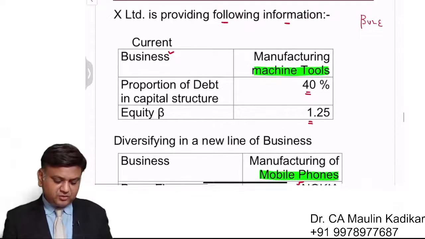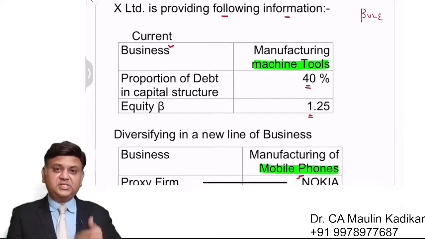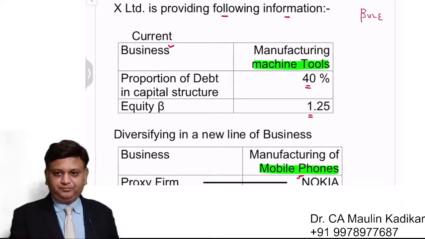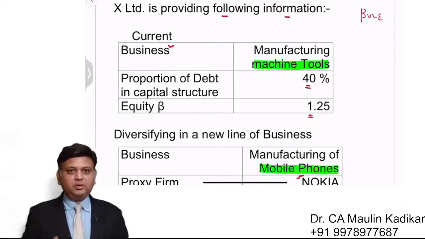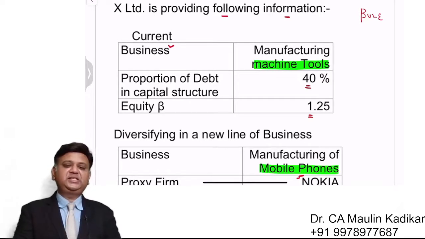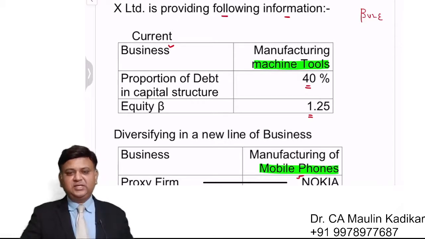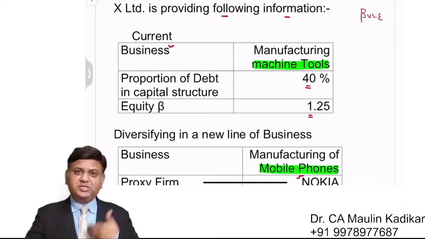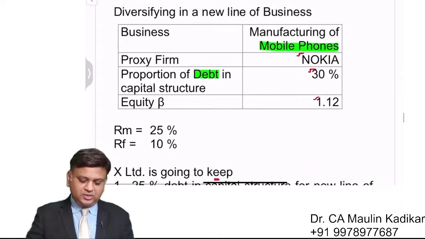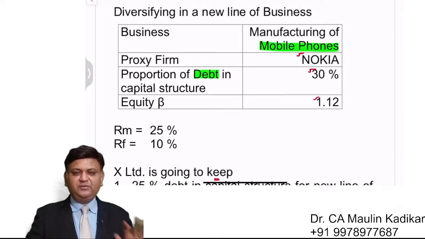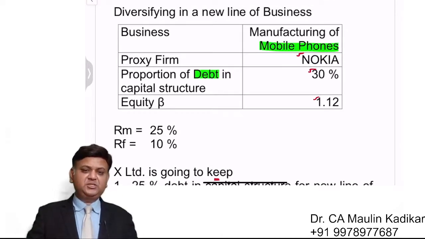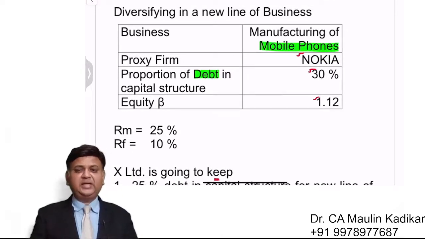I just request all of you to go through the question. फिर हम लोग discuss करते कि कैसे करने का. तो question is providing the information that say there is a company called X Limited. And it is right now say in the business of manufacturing of the machine tools. उनको लग रहा है that say manufacturing of the mobile phone is a good line of the business, so they are considering to enter into that line of the business.